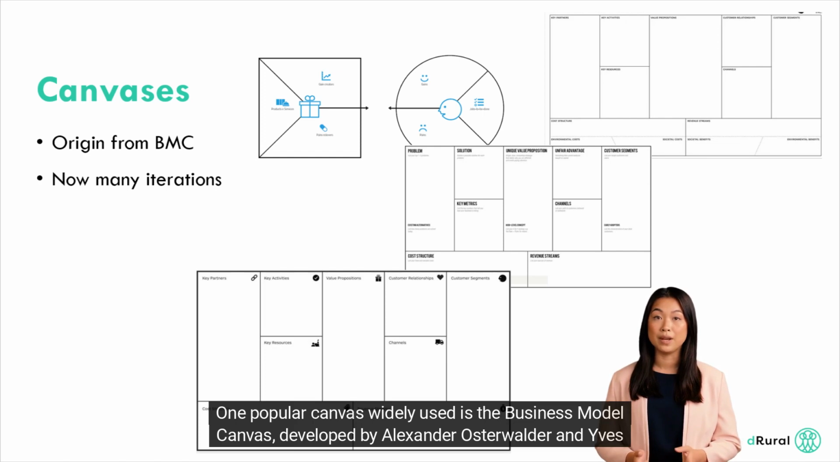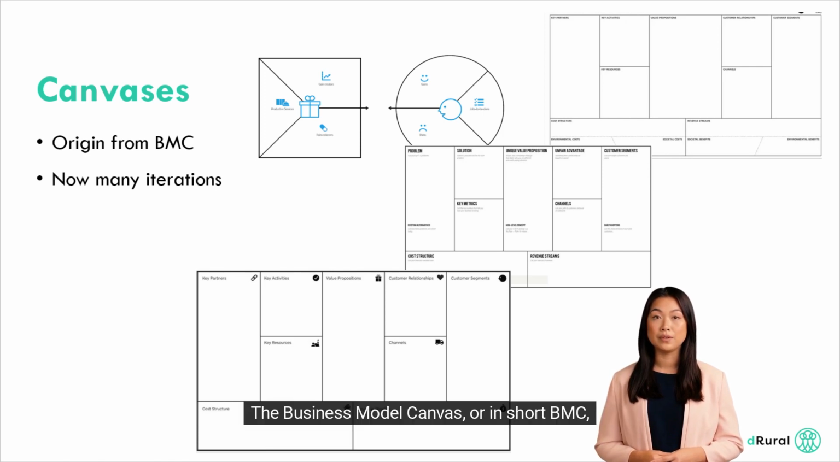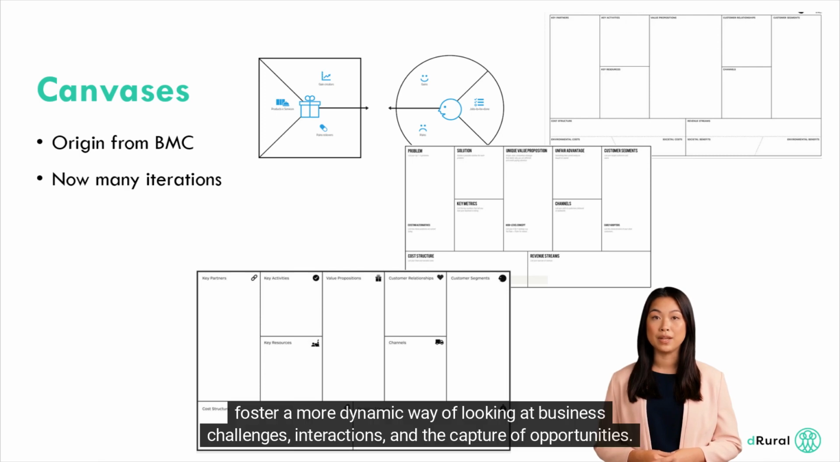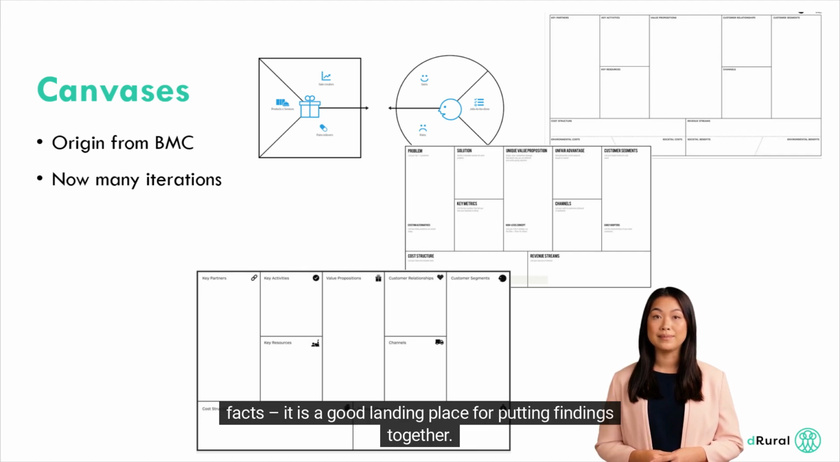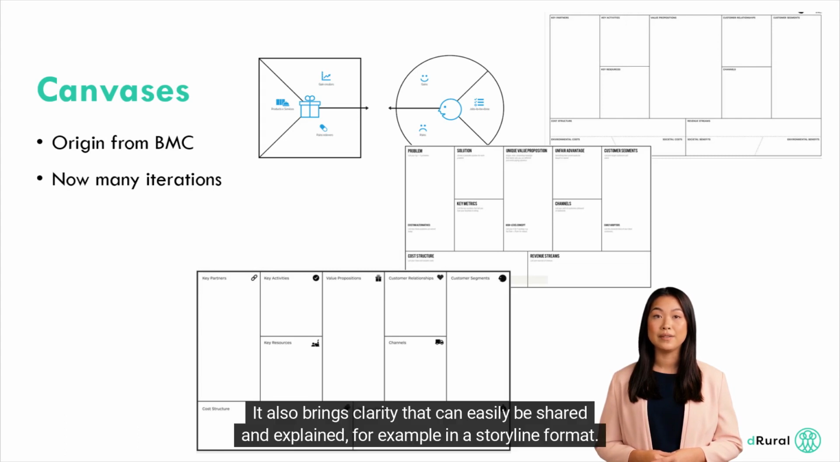One popular canvas widely used is the Business Model Canvas, developed by Alexander Osterwalder and Yves Pigneur. The Business Model Canvas, or in short BMC, fosters a more dynamic way of looking at business challenges, interactions, and the capture of opportunities. A canvas is also a good visual representation for summarizing other background work and collection of facts. It is a good landing place for putting findings together. It also brings clarity that can easily be shared and explained, for example in a storyline format.